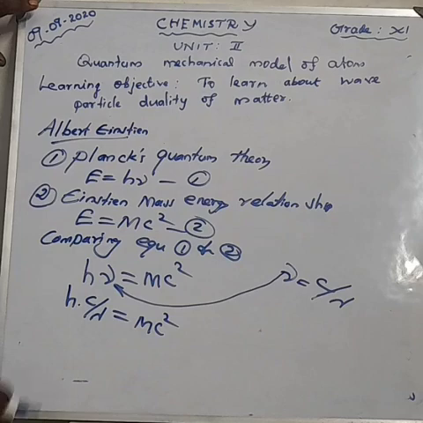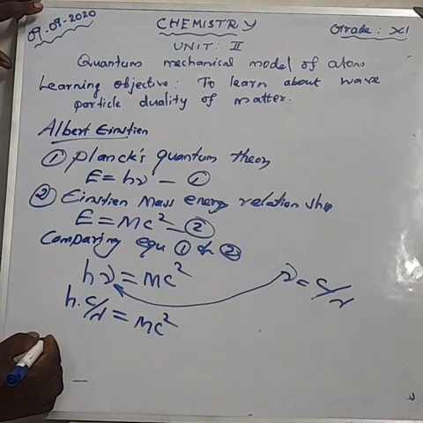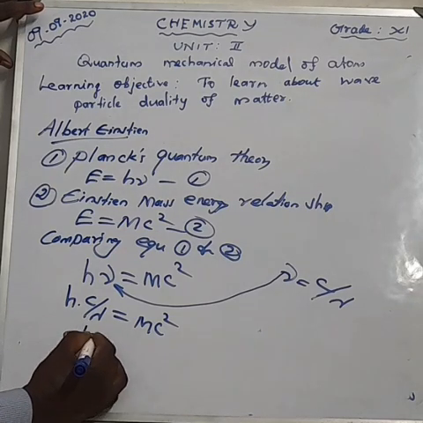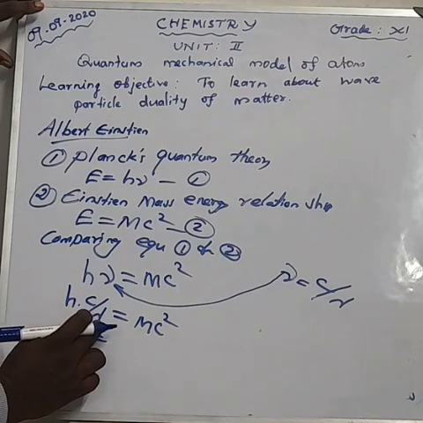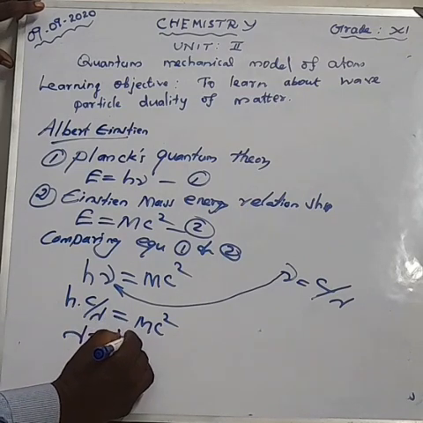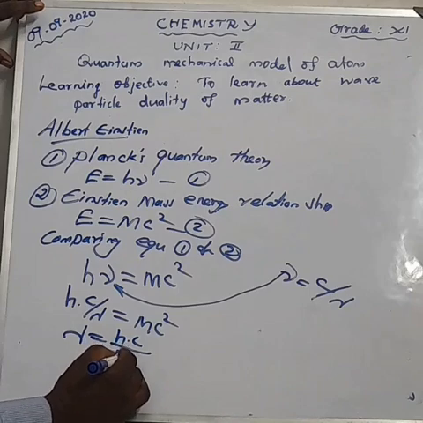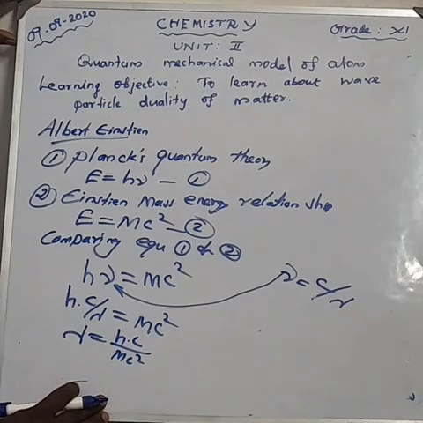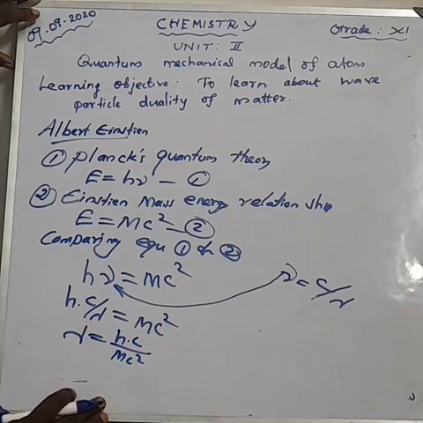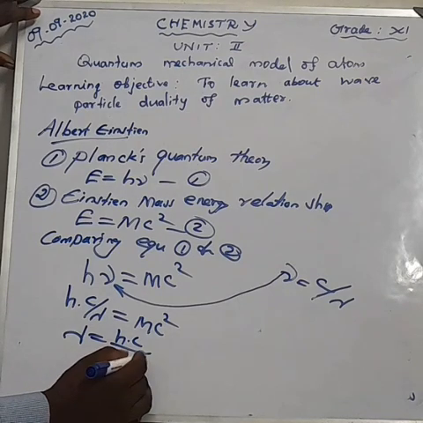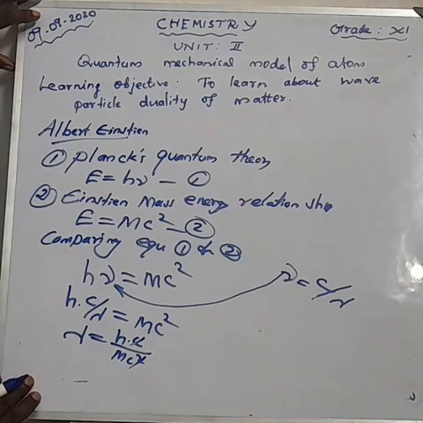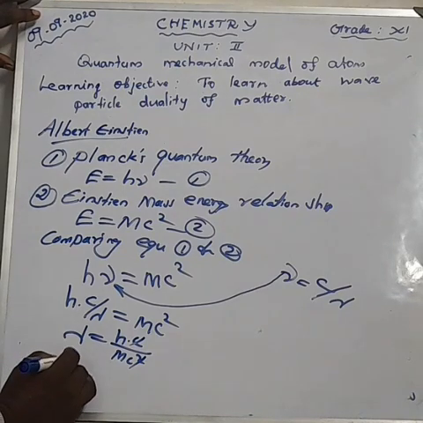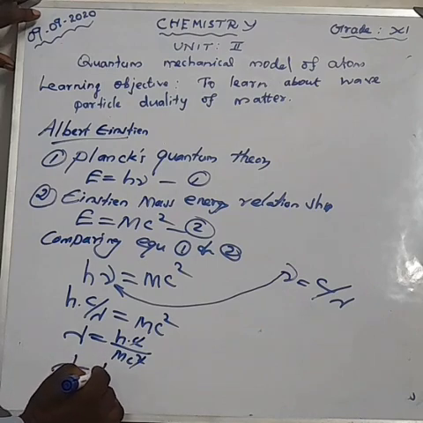Here we are taking lambda. Lambda is equal to h into c divided by mc square. Here they are cancelled. So what is the answer? Lambda is equal to h by mc. Lambda is equal to h by mc.